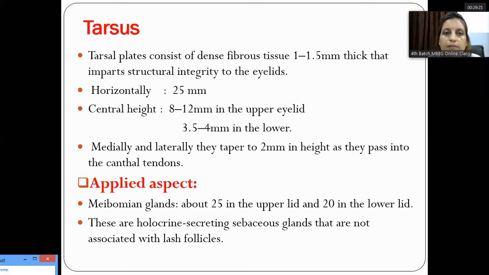Horizontally it is 25 mm, and the central height is 8 to 12 mm in the upper eyelid and 3.5 to 4 mm in the lower eyelid. Medially and laterally they taper to 2 mm in height as they pass into the canthal tendon. The meibomian glands, about 25 in the upper eyelid and 20 in the lower eyelid, are present at the tarsal border. They are holocrine secreting sebaceous glands that are not associated with the lash follicles.